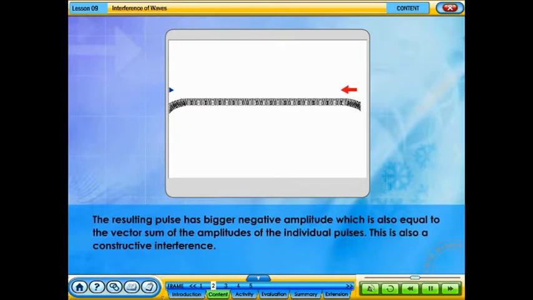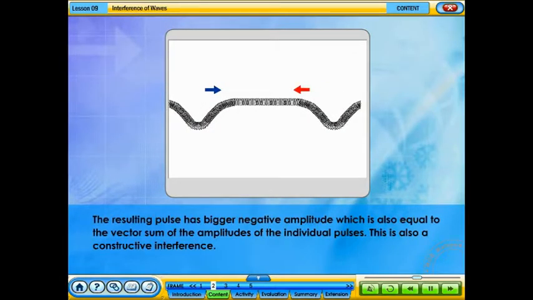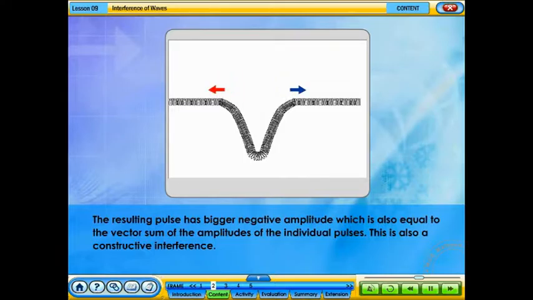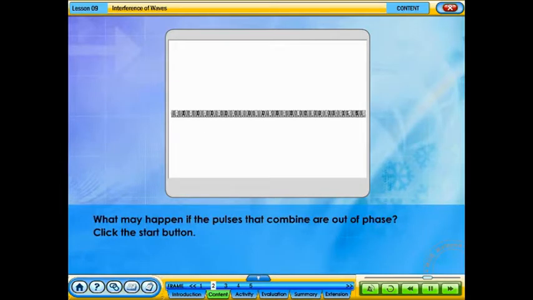The resulting pulse has bigger negative amplitude, which is also equal to the vector sum of the amplitudes of the individual pulses. This is also a constructive interference. What may happen if the pulses that combine are out of phase? Click Start to start the pulses from each end of the slinky.